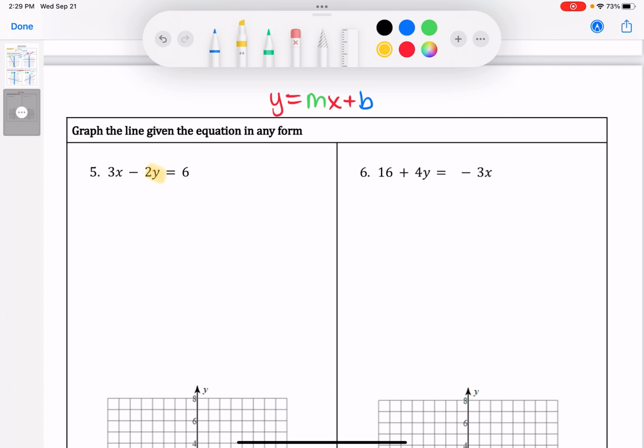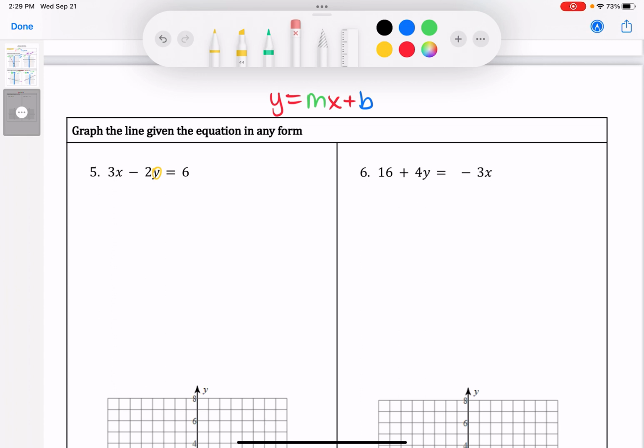So we practiced this actually last year. We probably did it at the very beginning of this unit, but we also practiced this, not last year, but in unit 1, where we were just getting used to solving our equations and moving things around. So the idea now is I want to get this y by itself, so that I can get it into y equals mx plus b.